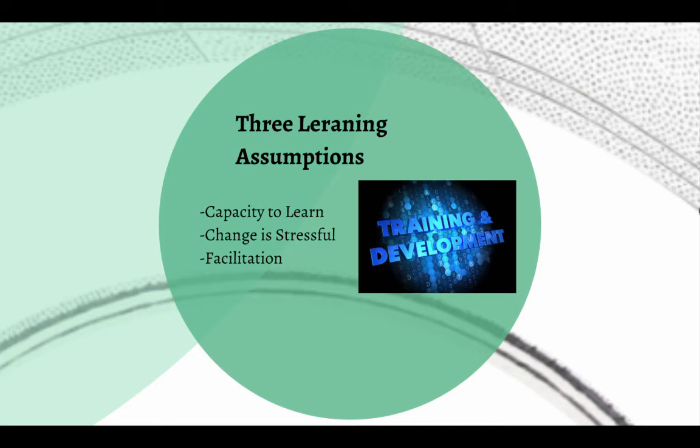In most cases, making assumptions about training leads to trouble for both the trainer and the training participants, but there are 3 important learning assumptions that can assist you in delivering effective training. First, every person has the potential to learn. Often participants just need encouragement in order to learn effectively. Second, most people find change stressful. New training leads to change, which then leads to stress.